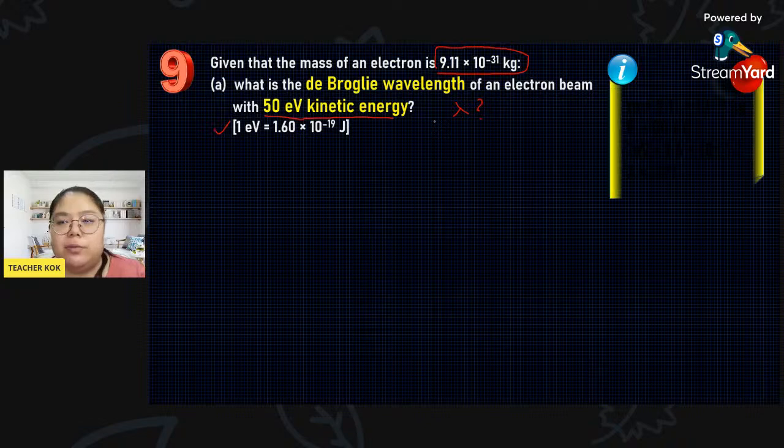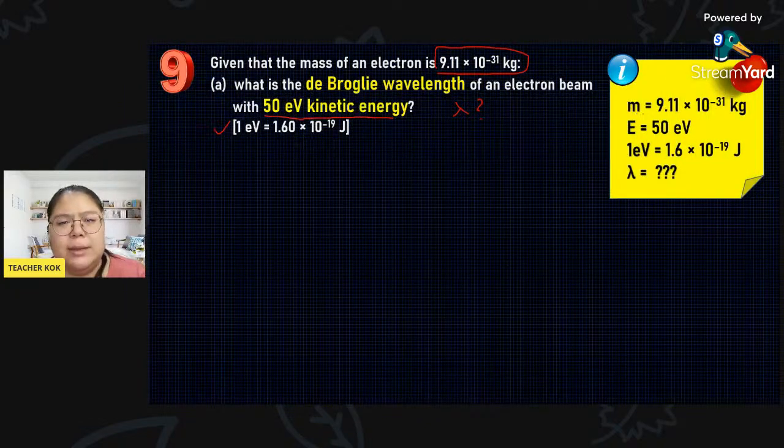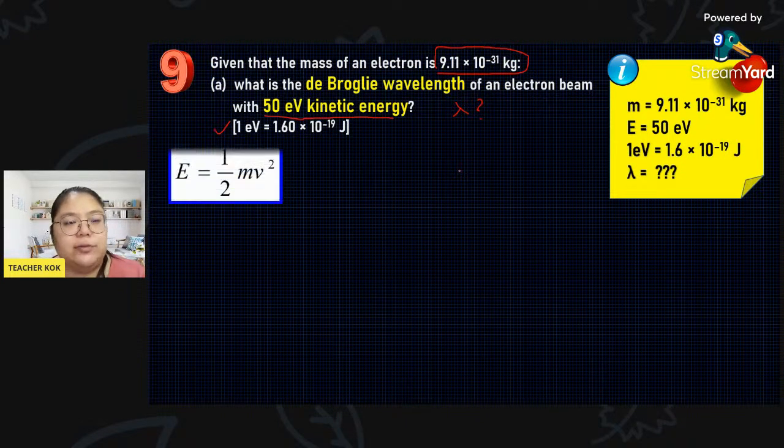From here, we show the info: the mass of the electron, then the energy. The kinetic energy is 50 eV, and they give you 1 eV. Then they ask, lambda is how many? So we need to find the energy first. We find the energy first because we know kinetic energy, the formula is half mv squared.